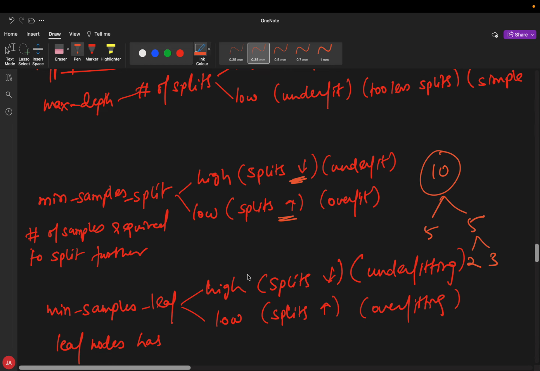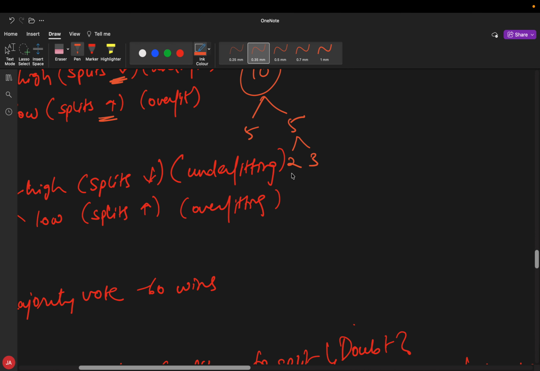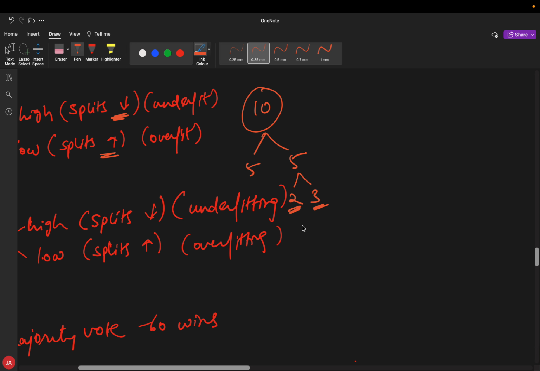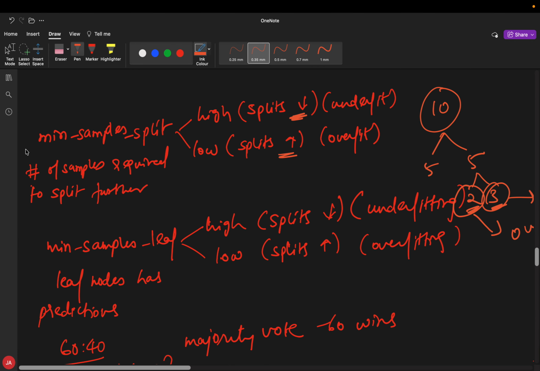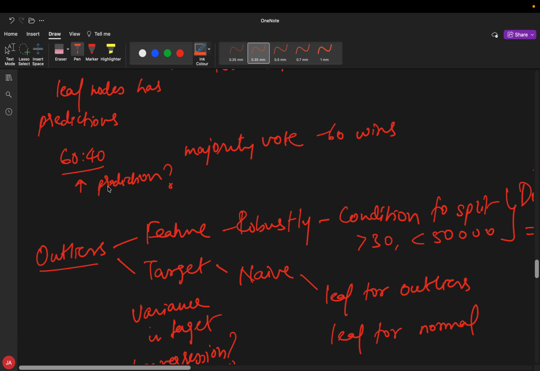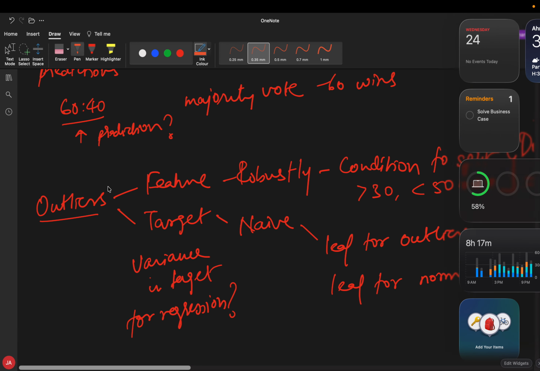The minimum samples in leaf: let's say here we have 2 samples in a leaf, here we have 3 samples in a leaf. If you don't control that, this 2 might be very much overfitting, and this 3 also indicates an overfitting scenario, because we cannot form a rule just to get 3 samples, just to get 2 samples. So both min sample split and min sample leaf are important to control the number of splits. Now if you have a 60-40 prediction, the majority vote, 60, wins.